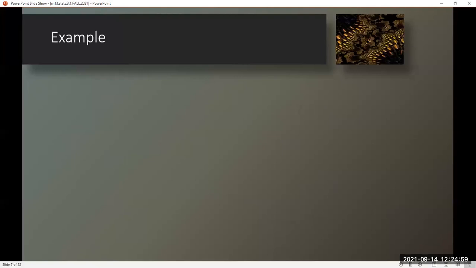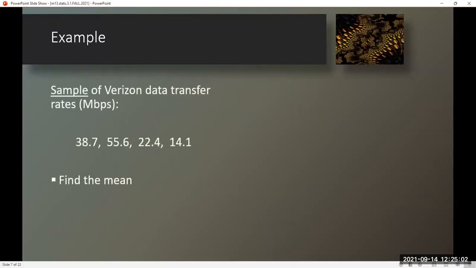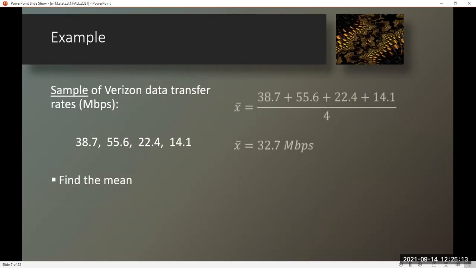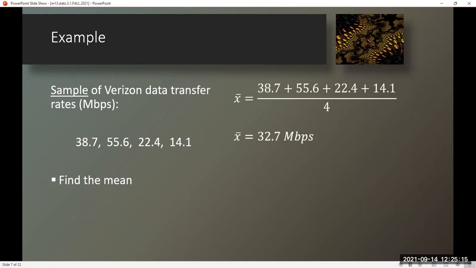Here's a very quick and simple example. We have a sample of Verizon data transfer rates in megabits per second. There are 4 of them there. If I wish to find the mean, I'll do the following. x bar equals, and I'll sum them all up and divide by the number of numbers, 4 in this case. When I take that into account, I get 32.7 megabits per second. You'll note that I've got the x bar notation. I got 32.7, which is the correct rounding here, and I have the units involved, megabits per second.